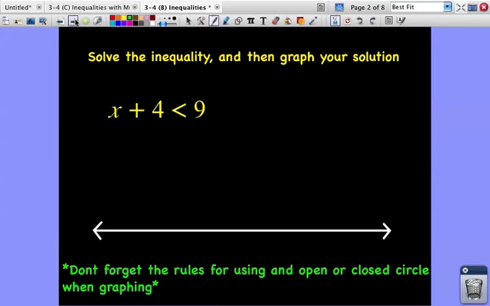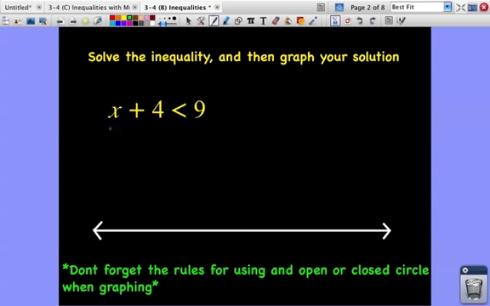So first thing we want to do is solve this inequality, and then we can graph our solution. Again, graphing is from 3.4a. So if you do not remember how to graph inequalities, you might want to go check out that video as well. We can pretend as if this less than sign is an equal sign just for the purposes of solving. So I have x plus 4 is less than 9.